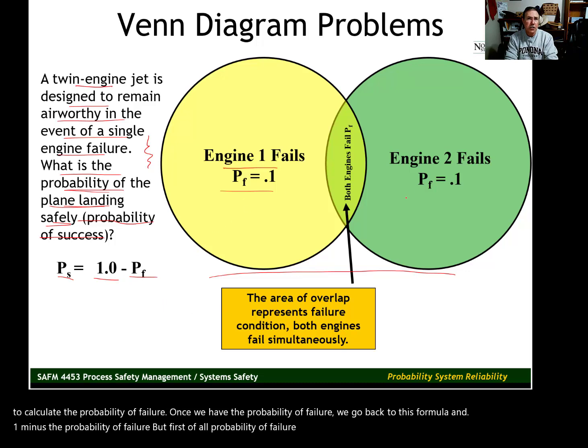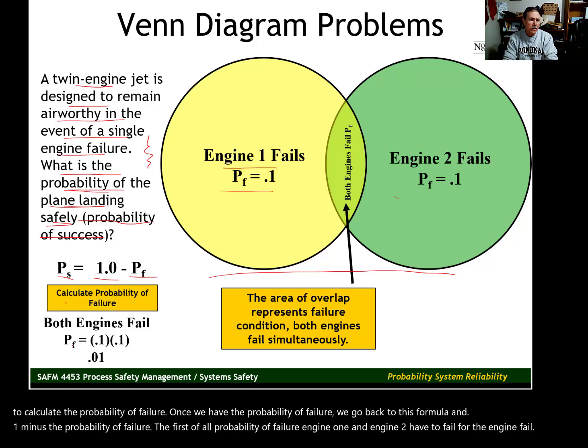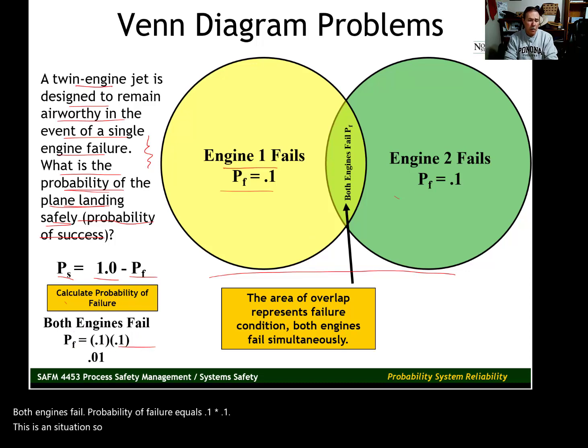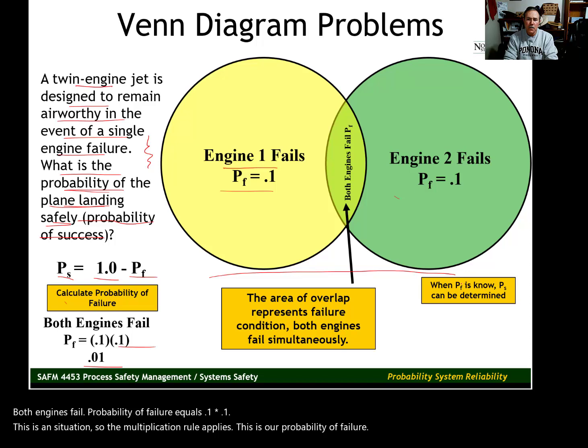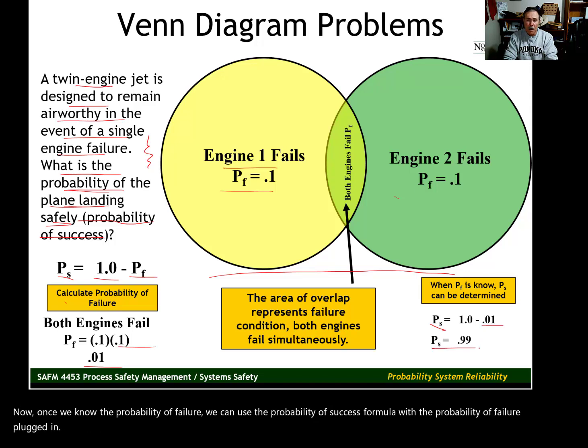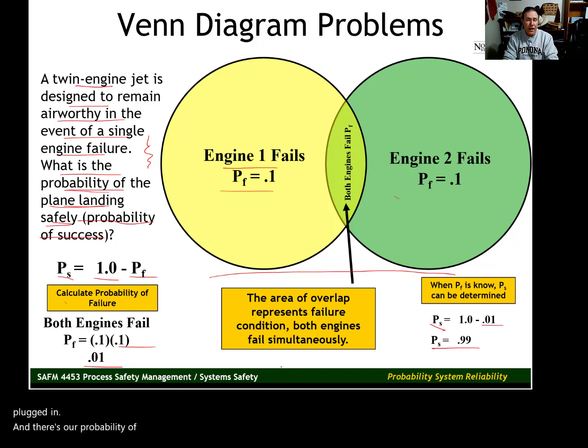But first of all, probability of failure. Engine 1 and engine 2 have to both fail for the plane to fail. Probability of failure equals 0.1 multiplied by 0.1. This is an AND situation, so the multiplication rule applies. This is our probability of failure. Now, once we know the probability of failure, we can use the probability of success formula with it plugged in, and there's our probability of success, 0.99 or 99%. A 99% chance that we're going to be able to land safely in this twin-engine jet.